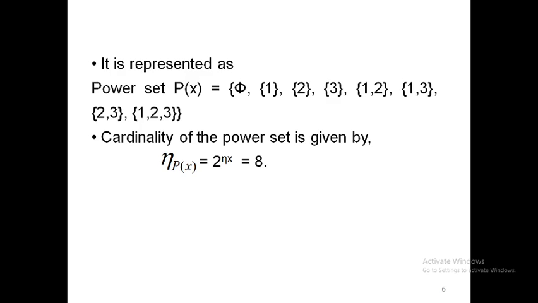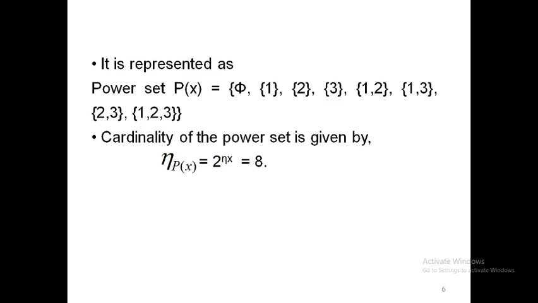So what is the cardinality of that power set? That is eta of P of X. Eta of X we have already seen, which is equal to 3. To find eta of P of X, you can use the formula 2 power eta of X. What is eta of X? The cardinality of this universe of discourse. There are three elements, so the cardinality is 3. So 2 power 3 is equal to 8. The cardinality of the power set is given by 2 power eta of X, which is equal to 8.